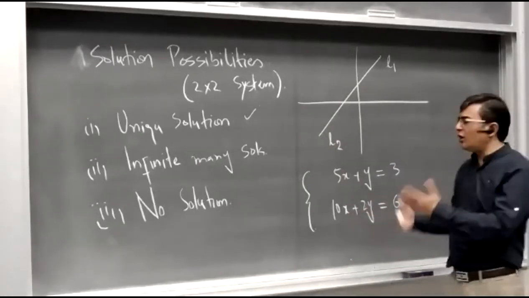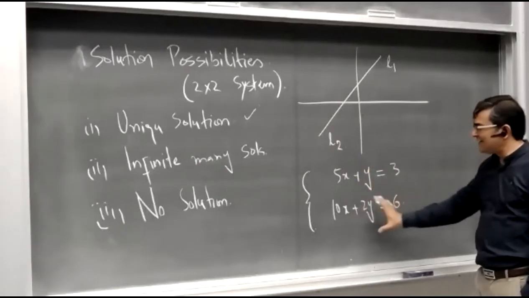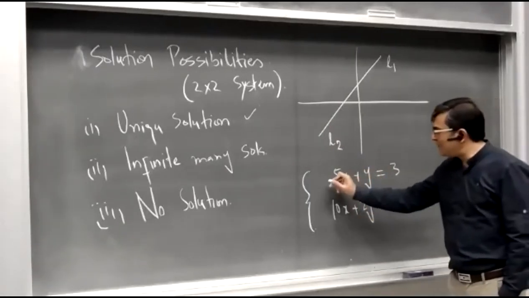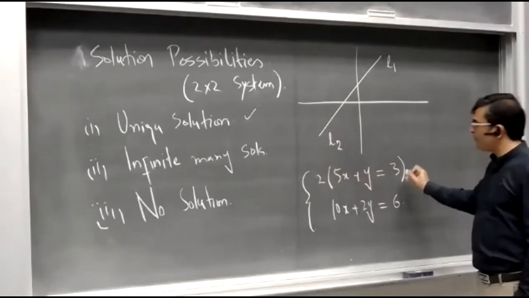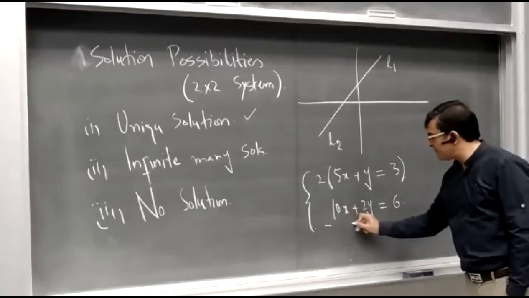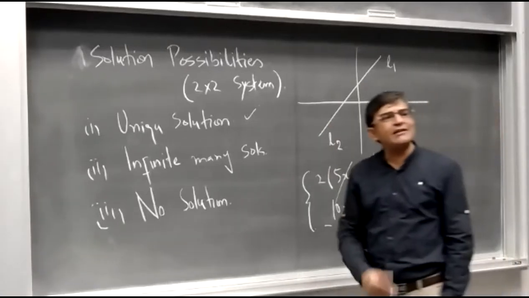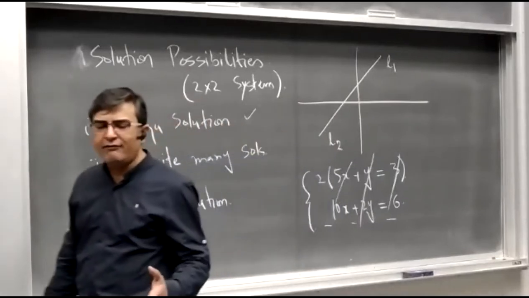If you try to solve them simultaneously, you cannot solve this system. Because if you multiply this equation by 2 on both sides, and then subtract the second equation, everything will be canceled out. You will have nothing. You cannot find the value of x and y.